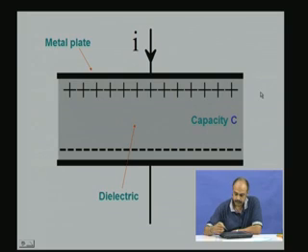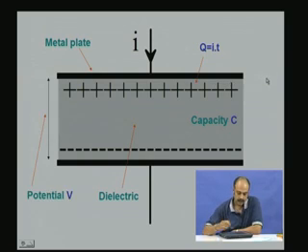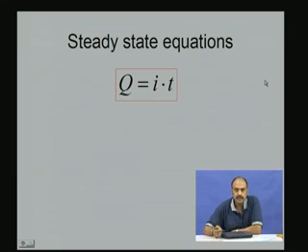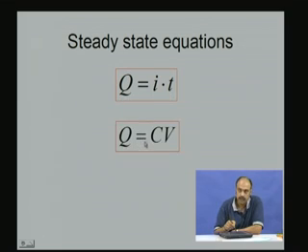So, that is the metal plate as I have indicated. This is the dielectric, this is the capacitor with capacity C, and the charge Q is current into time. The current into the time is the amount of charge that gets accumulated here, and the difference between the potential between these two plates is the potential V or volts. Okay. So, here are the steady state equations for the capacitor. The charge Q is related to the current and time in this fashion. The current into time is equal to the charge. The charge is also equivalent to the capacitance of the capacitor into the voltage V. Q is equal to CV, Q is equal to IT. These are fundamental steady state relations.